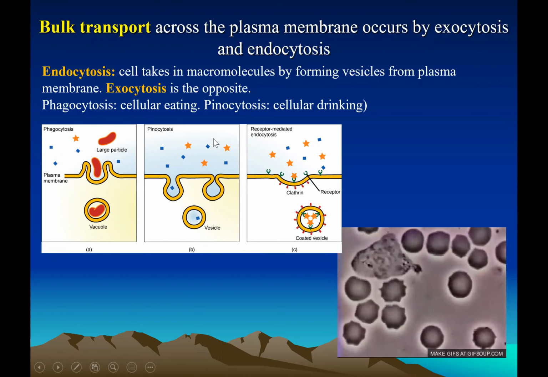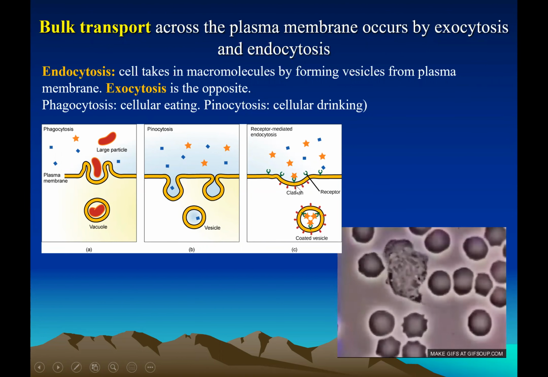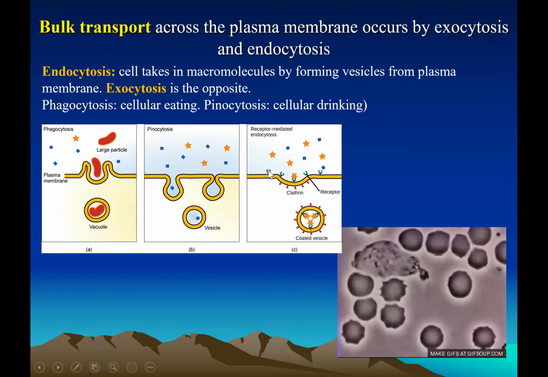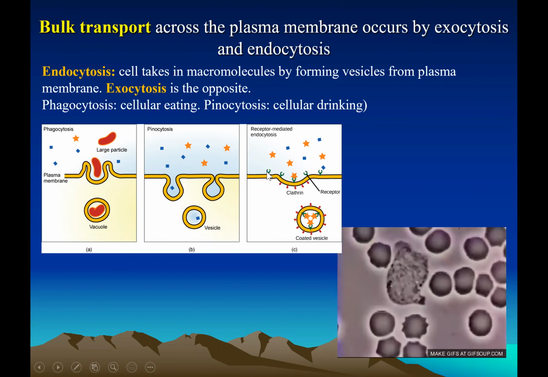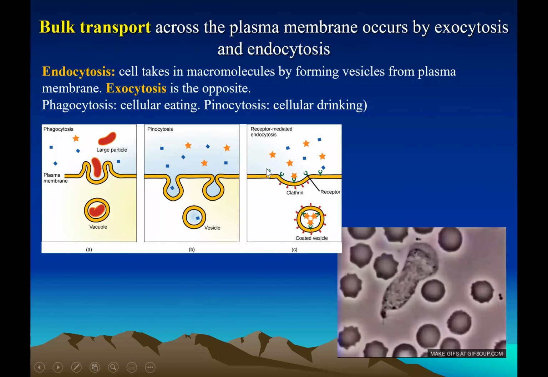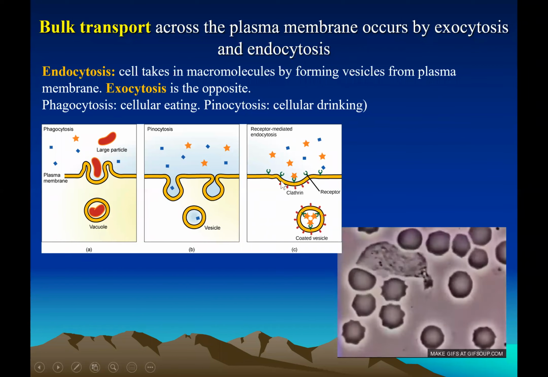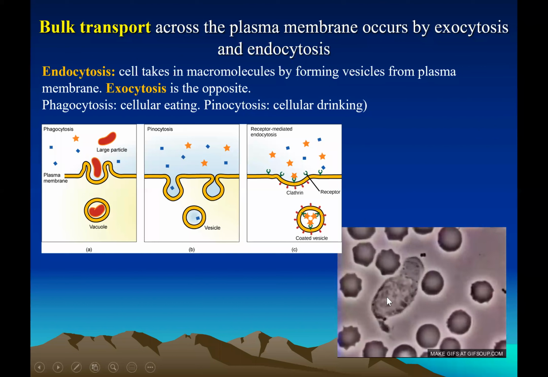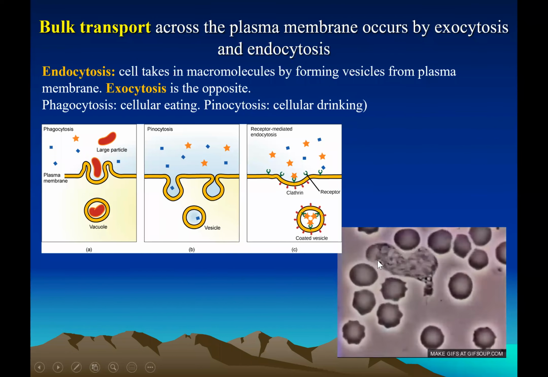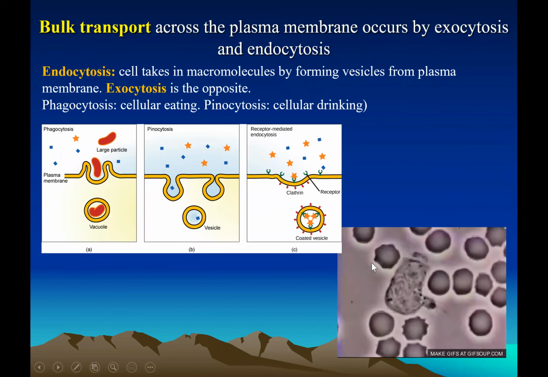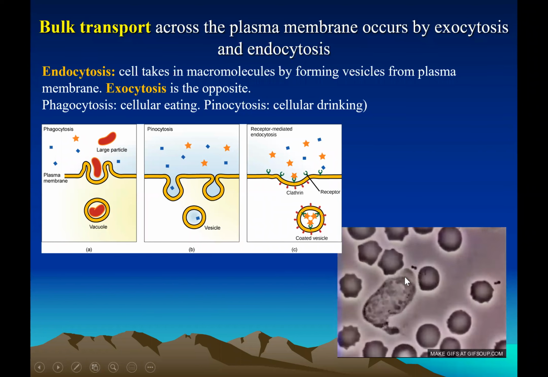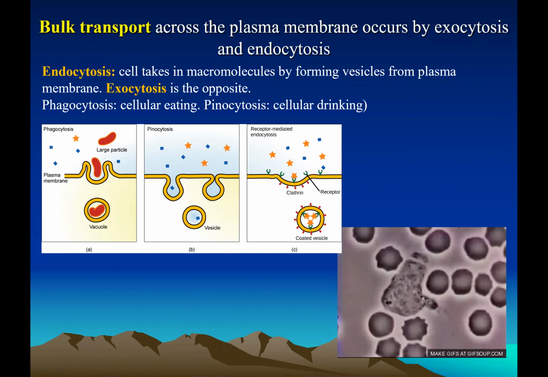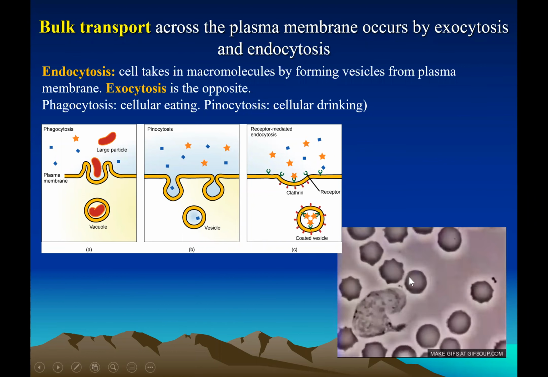Cellular eating, cellular drinking. But let's say a receptor is involved. A receptor is a protein in the cell membrane that has a specific attachment to a molecule. If a receptor is involved, it's called receptor-mediated endocytosis. Here you can see a white blood cell chasing a bacteria. It is going to engulf the bacteria using phagocytosis and destroy it. Isn't that a nice animation?